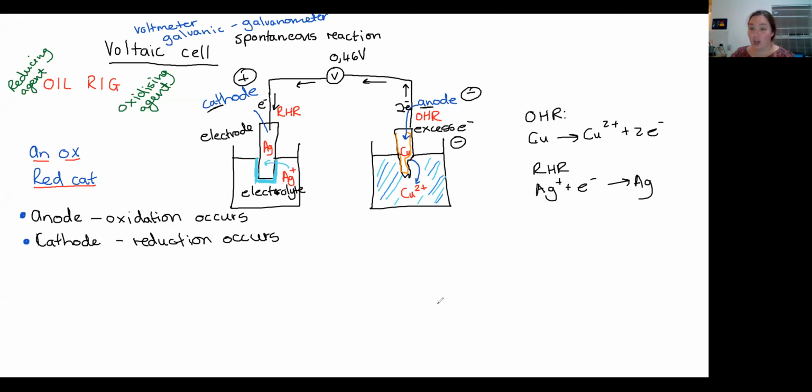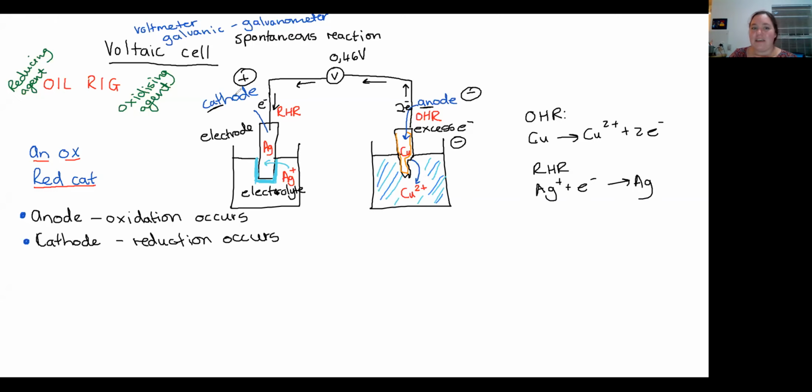All right, so here you go. You've got a beautiful screen here with everything that I've been drawing. Okay, so we have An Ox, Red Cat. So the oxidation occurs at the anode, the cathode is where reduction occurs. If you look at my pretty picture, there's our copper going to copper 2 plus, our silver plus depositing as silver.